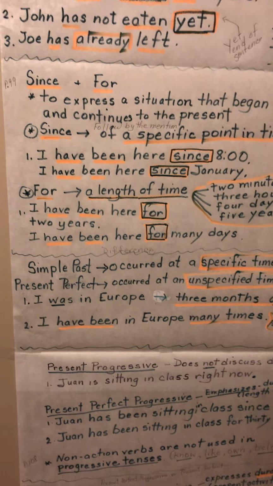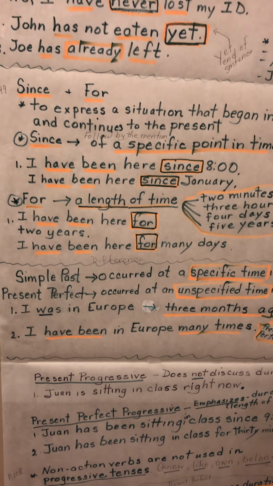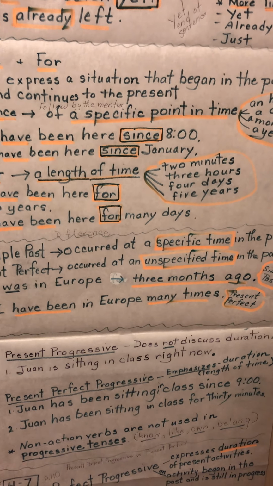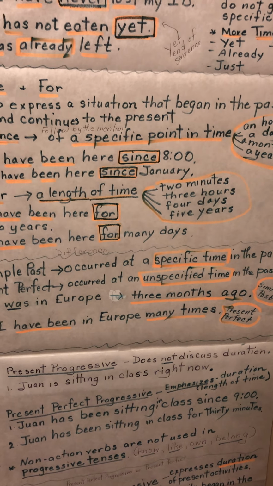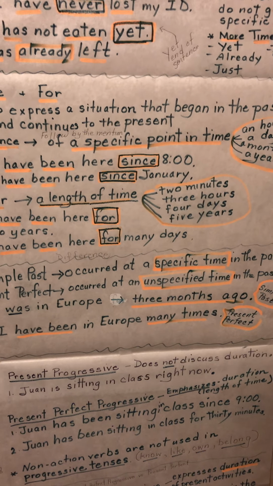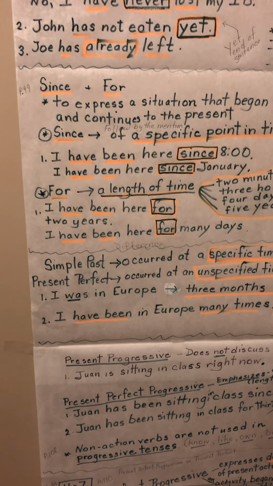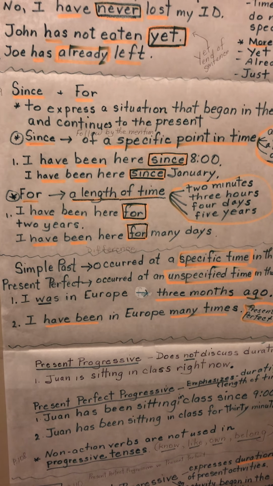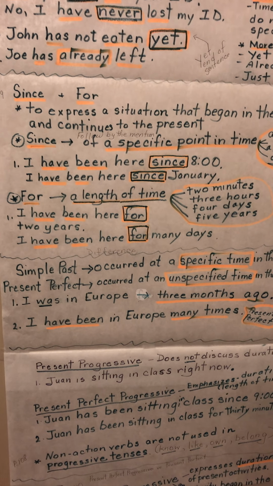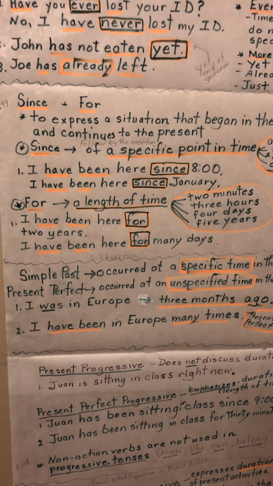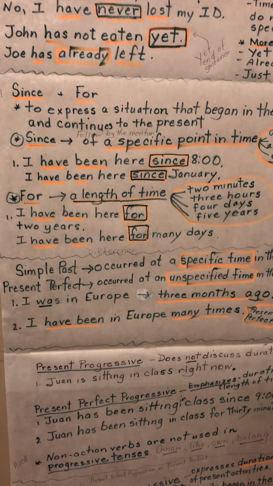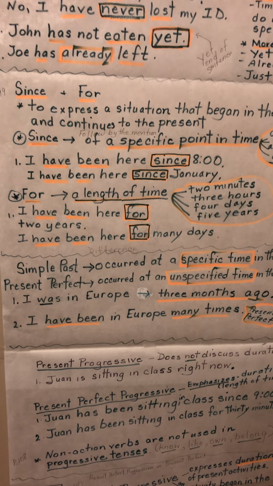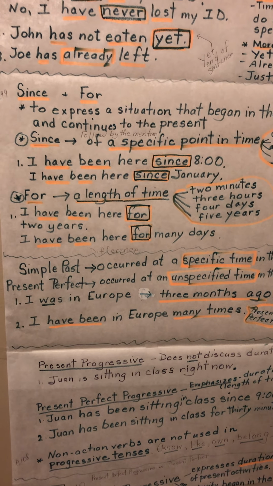Okay, when do we use for? We use for when we're talking about a length of time. For example, 2 minutes, 3 hours, 4 days, 5 years. An example, I have been here for 2 years. That's a length of time. I have been here for many days. That's a length of time. Okay, so we use since for a specific point in time, and we use for a length of time.